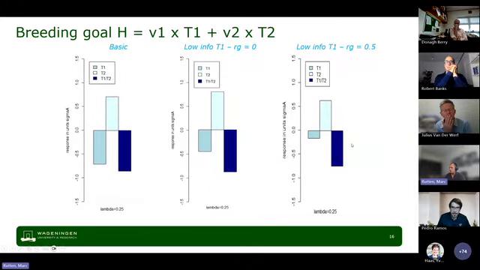If you move to the right set of columns, this is where the correlation is 0.5, you see that both underlying traits are closer together because it's difficult to separate them.